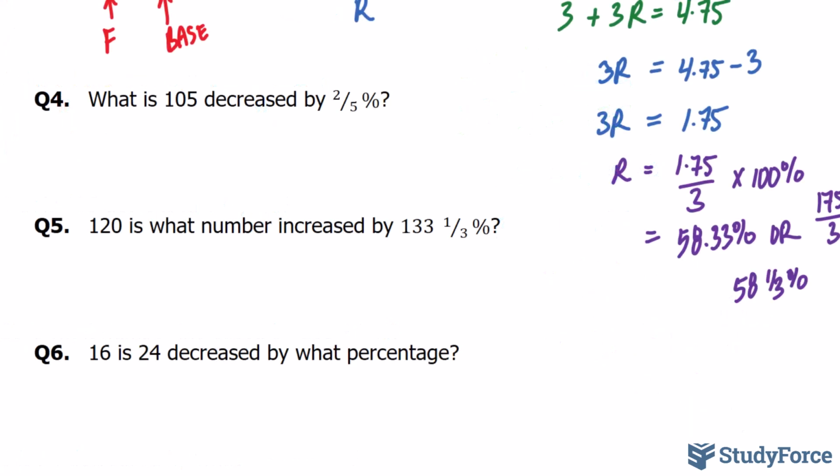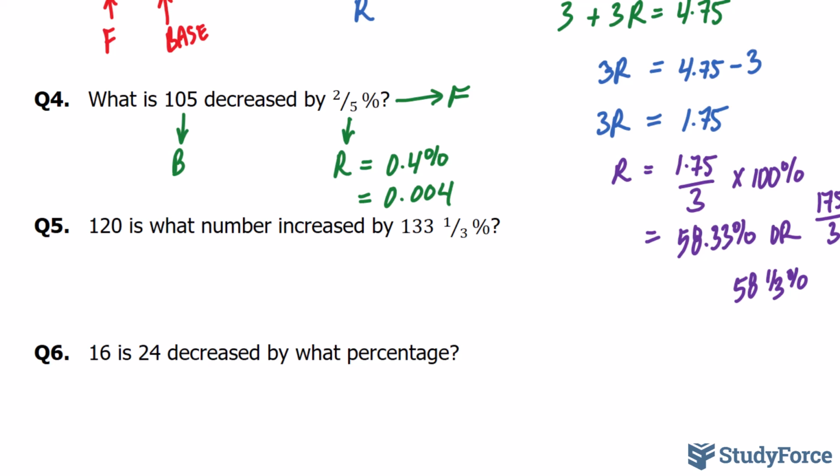For the next 3 examples, starting with question 4, I want you to pause this video and distinguish what it is each question is looking for and how to set up the equation. We're asked, what is 105 decreased by 2 over 5%? That is your base value, and that is your rate. More specifically, 2 over 5 is 0.4%, but when converted into a decimal is 0.004. In this example, you would be solving for F.